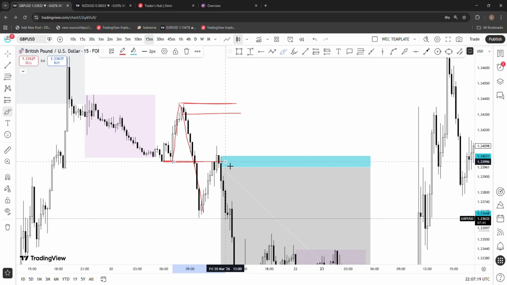So if you're my students, you will know that when it comes to range POIs, we have two ways to take a trade from it. If you are comfortable putting your entry here and putting your stop loss there, fine. Other than that, you have to wait for price to tap into the range POI, and then you can step onto lower time frames and take your entry. And that is exactly what I did.